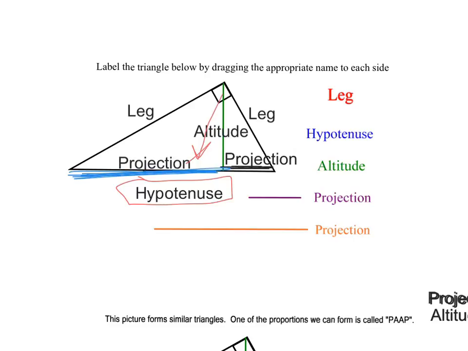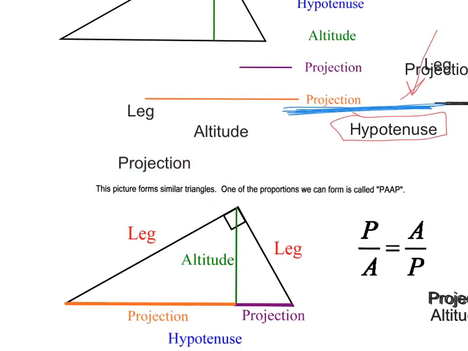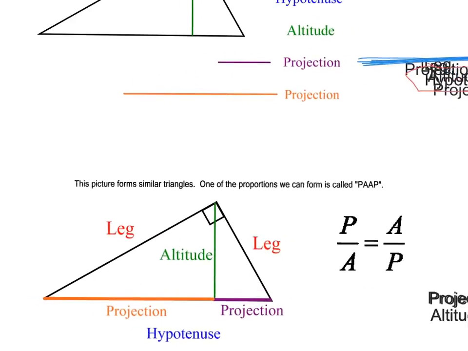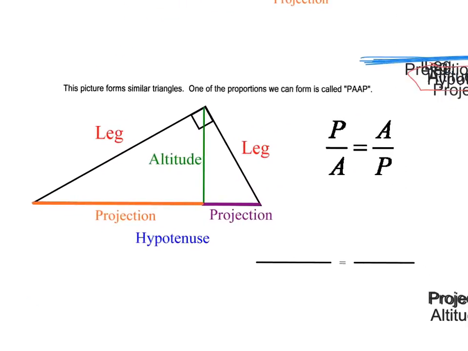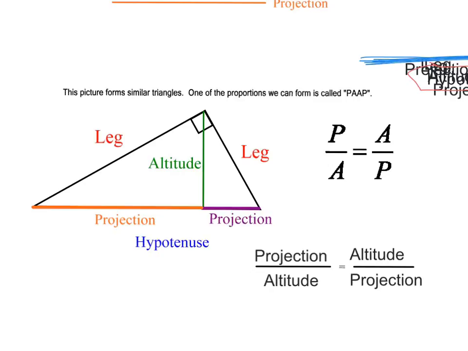Now, within special right triangles with altitudes, we have something that's called proportions in the right triangle that are important for you to know how to use. And they look like this. In this case, the picture forms similar triangles, and we have this thing called Pap, which is the projection over the altitude equals the altitude over the projection.